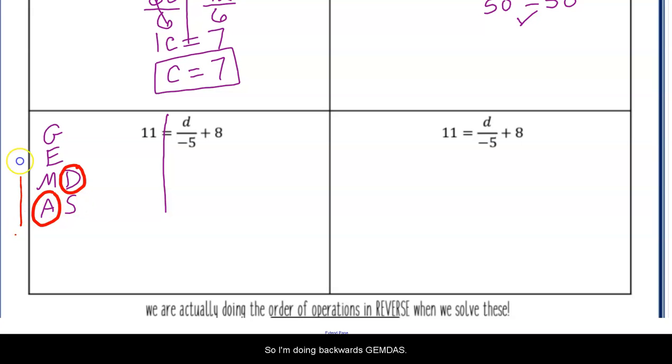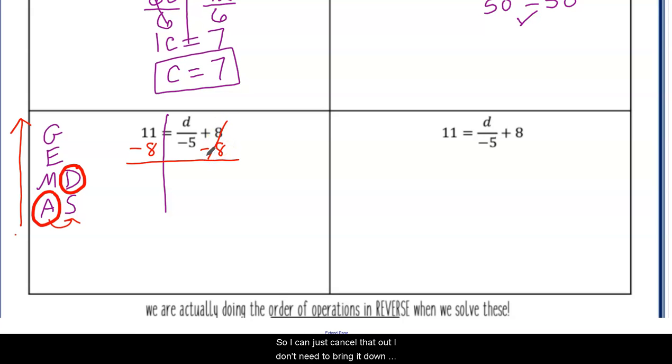So I'm doing backwards GEMDAS. So first thing I'm going to do is I'm going to undo this addition here. How do I undo addition? By the inverse, which is subtraction. So I'm going to subtract 8 from both sides. Okay? So on the right side, 8 minus 8 is 0. So I can just cancel that out. I don't need to bring it down because it's just 0. I am going to bring down what I have left in my equation, which is d divided by negative 5.